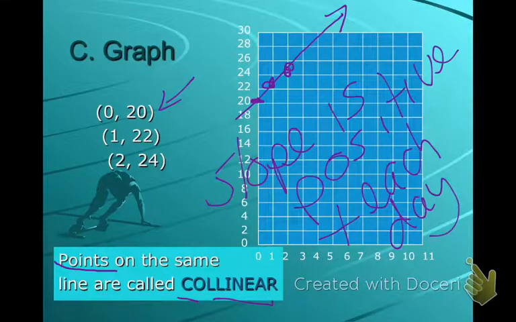Okay, so the first way we solve it is using the equation. The second way we solved it was creating a table. The third way was actually graphing. All right, let's go on to the next one.